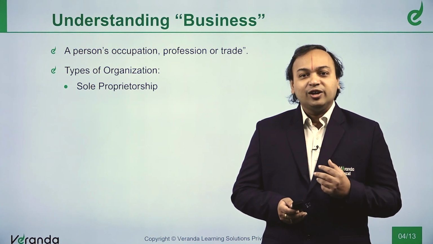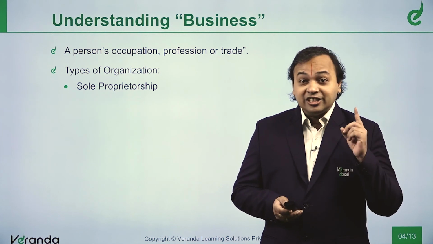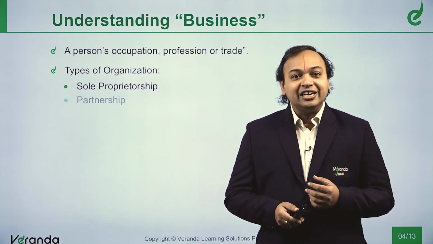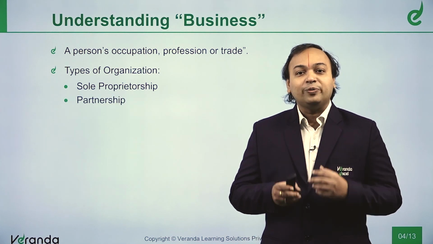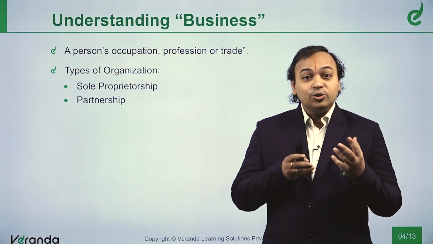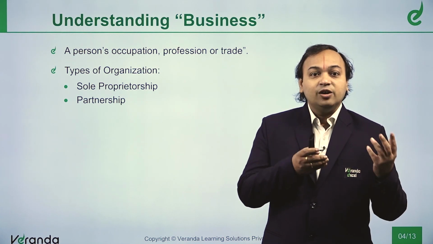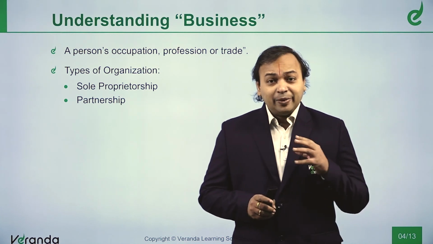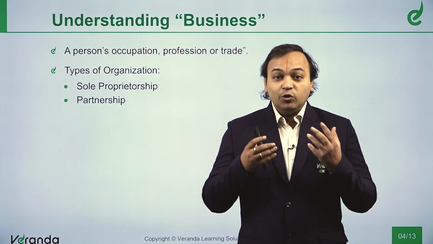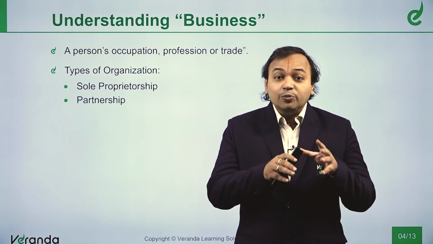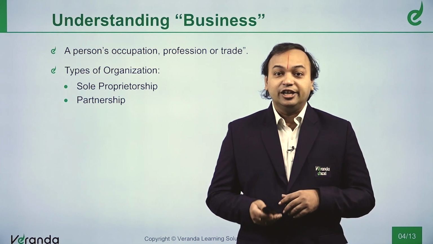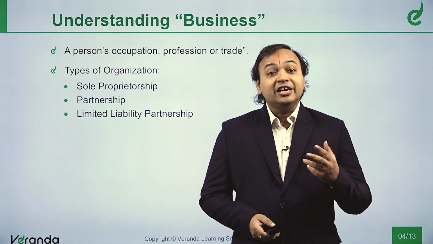But what would happen when the business is growing? Alone, a single person cannot manage. So, what do we have to do? We have to involve other people. Then comes the partnership. Two or more people join together and carry on the same occupation, profession or trade. They work together, they earn together, and any profits or even losses incurred, they have to share among themselves as per the agreed ratio. And then comes the limited liability partnership.